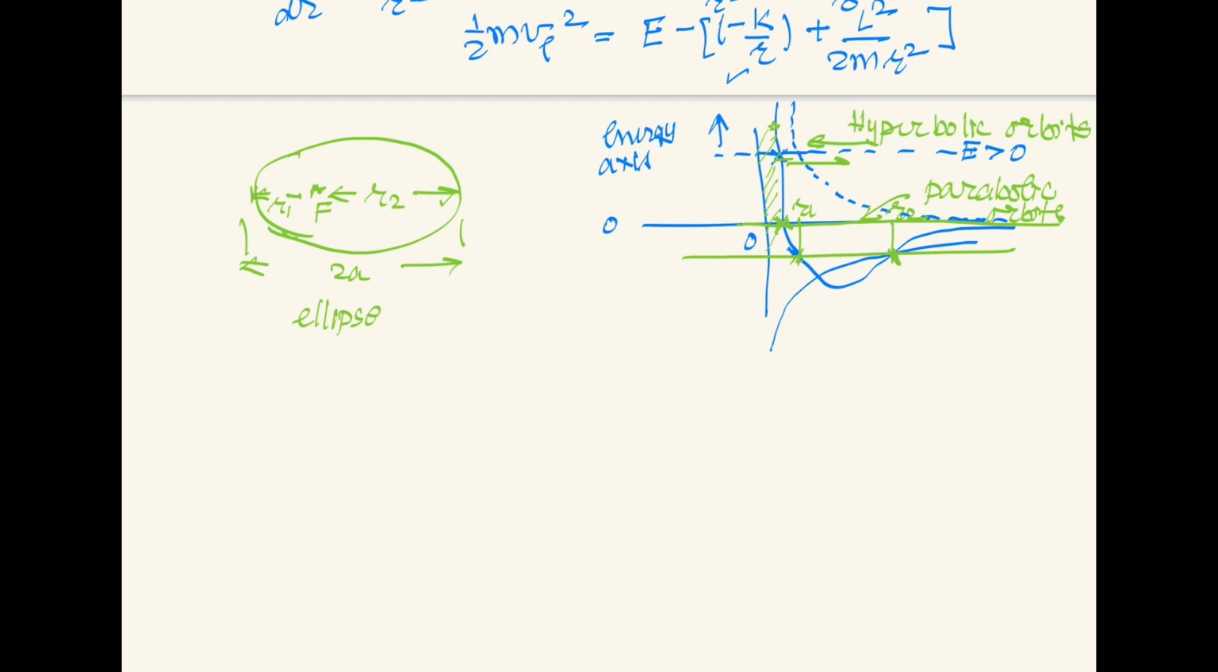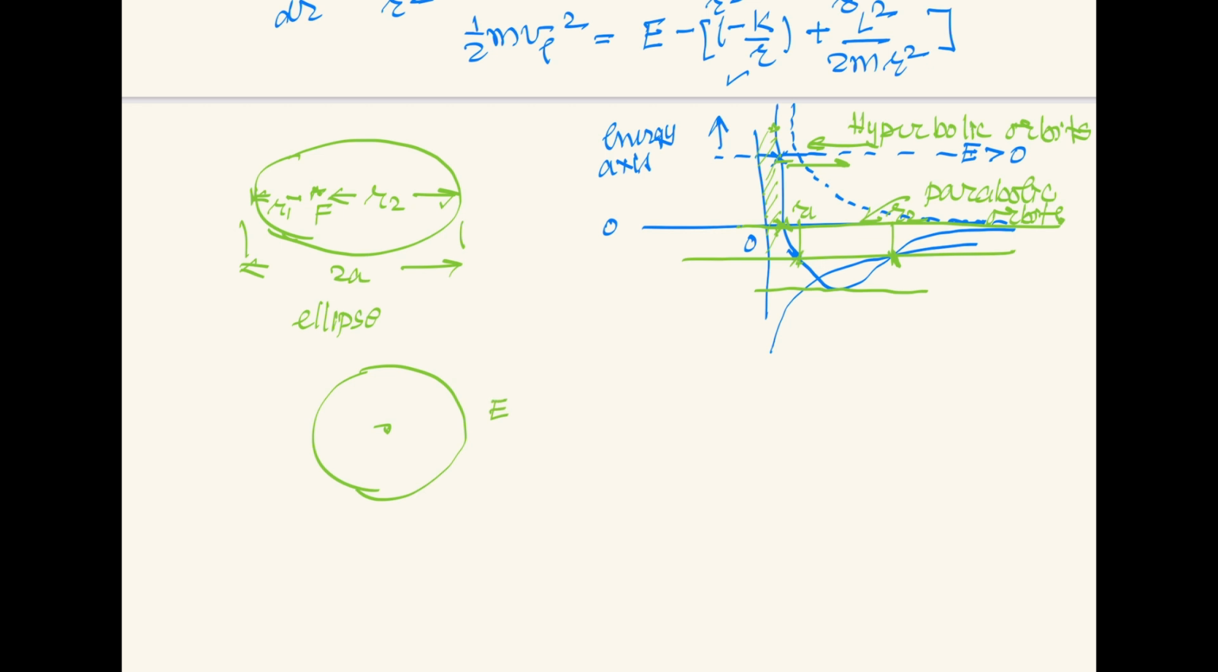Now what happens if I lower the energy further down until it is tangent to this curve? Then it's as if both these roots coalesce. That means R1 must be equal to R2, so the focus moves towards the center and the orbit is a circle. This corresponds to the smallest possible energy value, E min. So E is equal to E min.